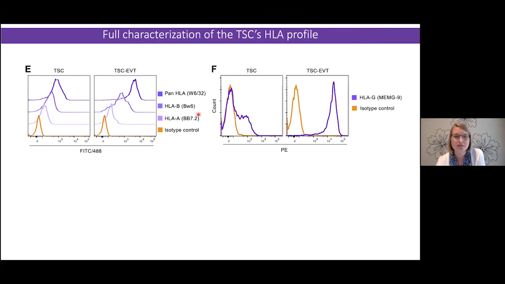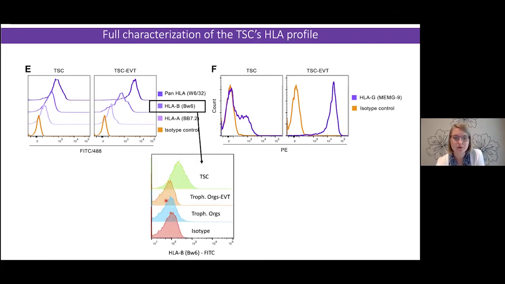However, the problem with this is that if you have those migrating extravillous trophoblasts into the maternal wall expressing HLA-A and B, this will interact negatively with natural killer cells or could potentially cause problems.